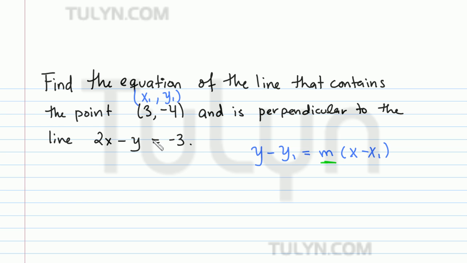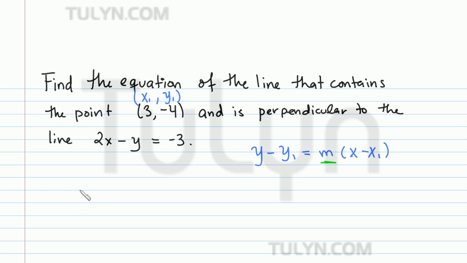However, we do have a line perpendicular to it. And remember, the slopes of two perpendicular lines, when you multiply them, give you -1. So from the perpendicular line, we can find the slope of the line we're looking for. So let's look at this perpendicular line here.